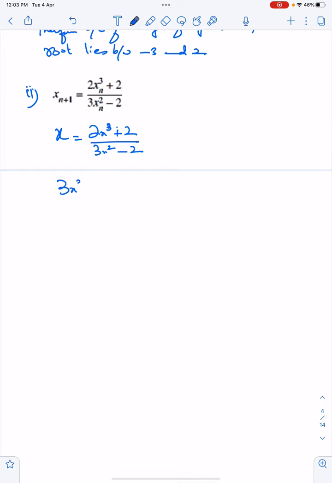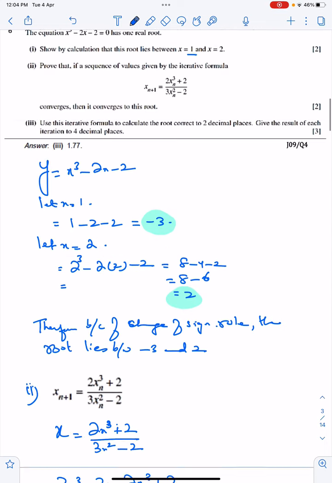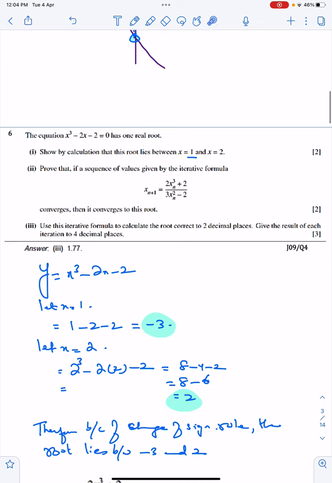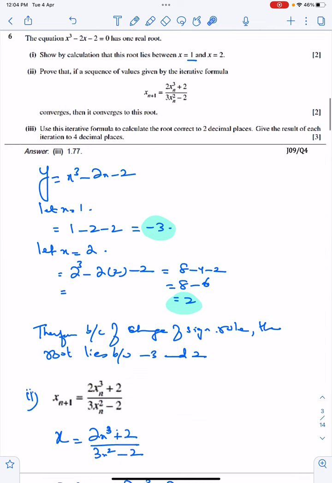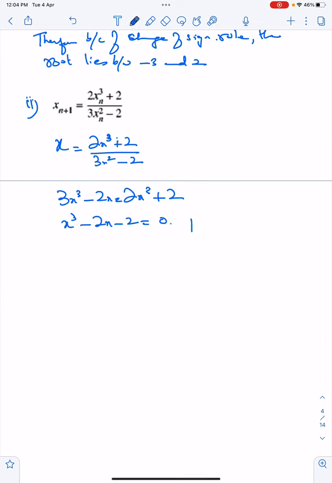I'm getting a 3x cubed minus 2x. I'm cross multiplying 2x cubed plus 2. I'm shifting all the terms to one side. So 3x cubed minus 2x cubed is giving me x cubed minus 2x minus 2 equals 0. Okay, so see, I've got the same equation. So this is what you had to prove for the second part of the question. So it's proved.